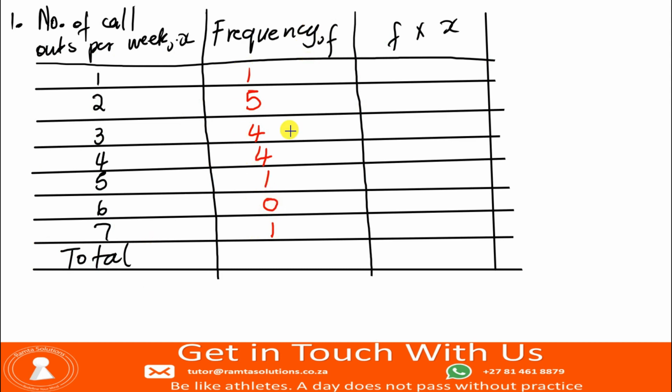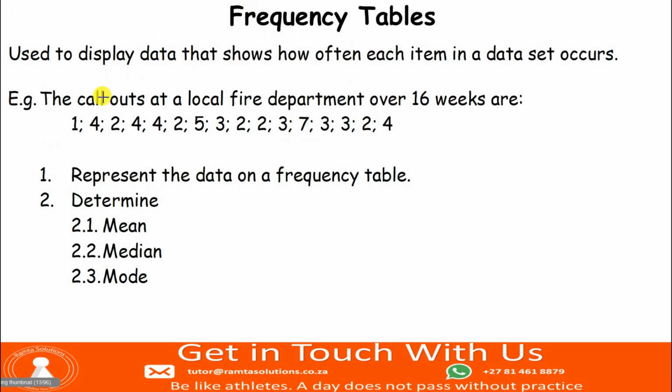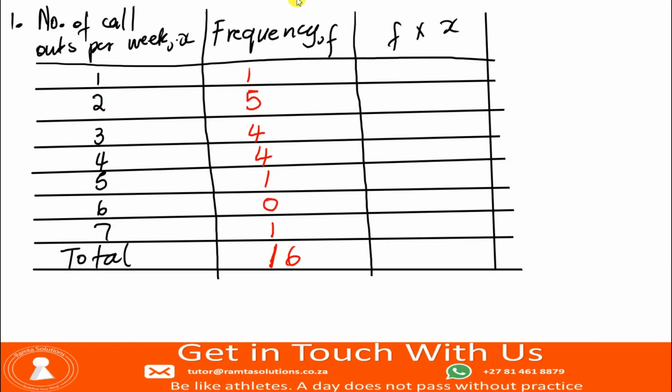Now, for our total, we sum the frequency. 1 plus 5 is 6. 6 plus 4 is 10. 10 plus 4 is 14. 14 plus 1 is 15. 15 plus 0 is still 15. 15 plus 1 is 16. So as you can see, the total is 16. Remember they said over a 16 weeks period. Indeed, the total is 16.